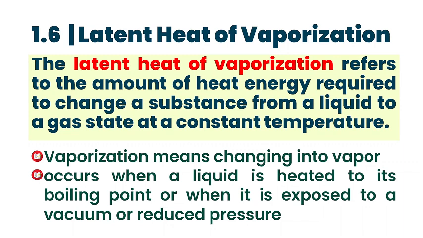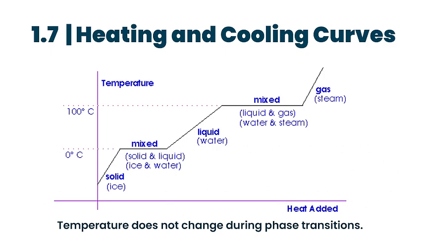So this occurs when a liquid is heated to its boiling point or when it is exposed to a vacuum or reduced temperature or pressure, I mean. So both measures of latent heat can be plotted in a graph. These graphs are called heating and cooling curves.